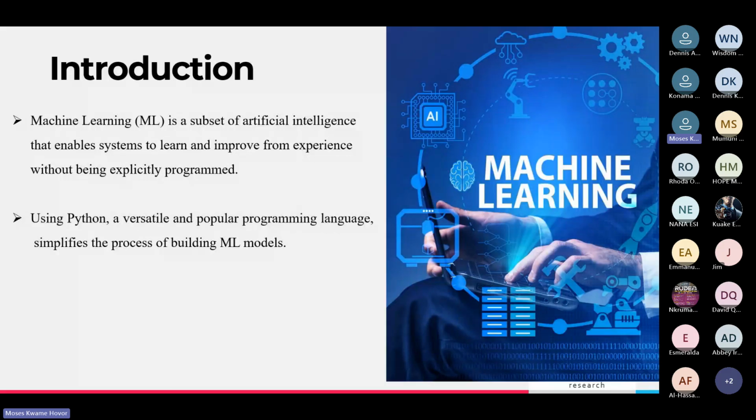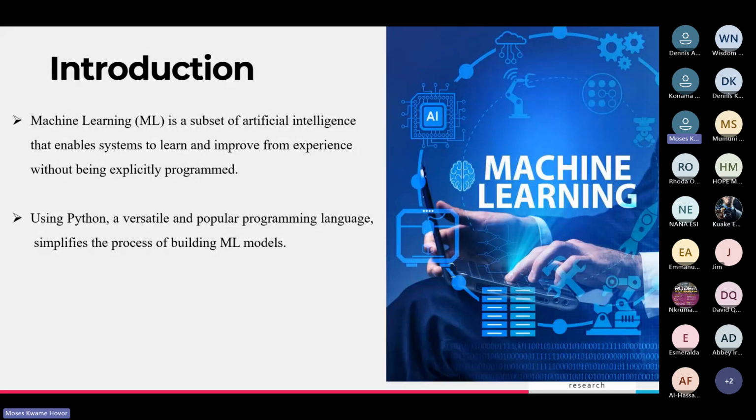Now, why are we talking about Python and machine learning? The reason we are going to use Python mostly with machine learning is that it's a very versatile and popular programming language that helps in simplifying the process of building machine learning models. Because of this, Python has become one of the most widely used programming languages in data science and machine learning.